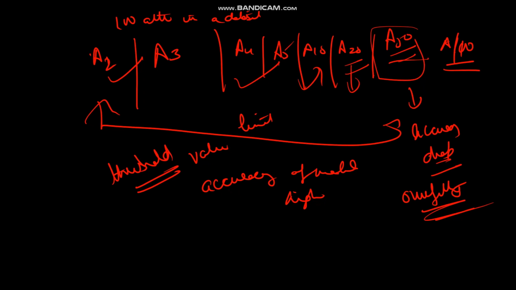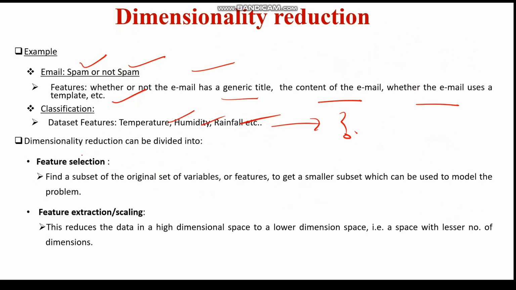Now suppose we have to pick those 20 attributes, that is picking the best features. So we are reducing the dimensions from 100 to 20 only. So this is how it works, and that is known as dimensionality reduction. So under dimensionality reduction, we have two parts: feature selection and feature extraction.